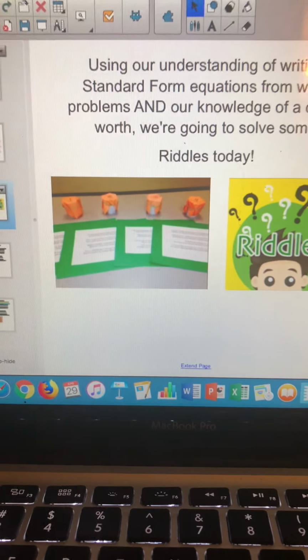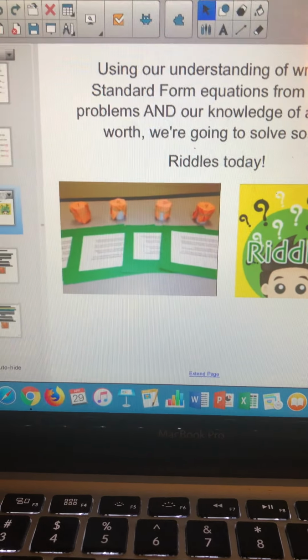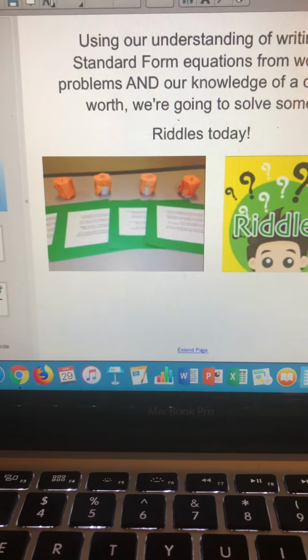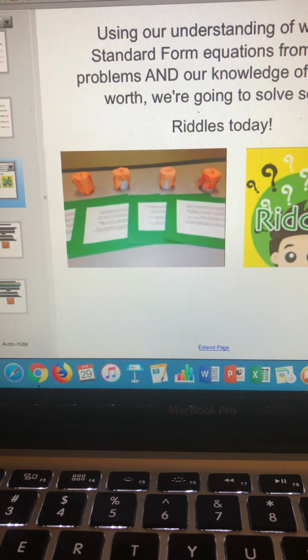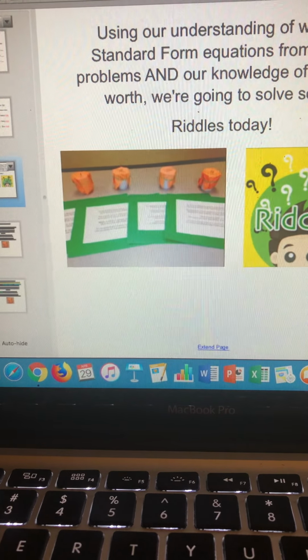So normally, if we were in school, I would have these cups that were covered up like this, and there would be different amounts of coins inside of each cup, and then I would give you a riddle about the coins that are in the cup. And then it's your job to figure out how many of each coin are in the cup without actually looking at them. So we're going to do that, but just in a modified version. Okay, so here's the first riddle.